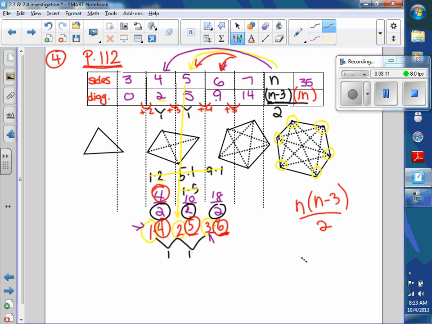And then for 35 sides, you just do 35 times 35 take away 3, divided by 2. So that's 35 times 32, divided by 2. So really that's 35 times 16, right? Because 2 goes into 32 16 times. It's not something like 35. No. Thanks, 516.